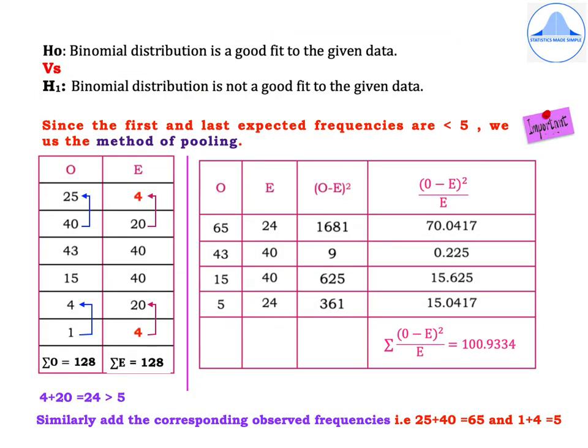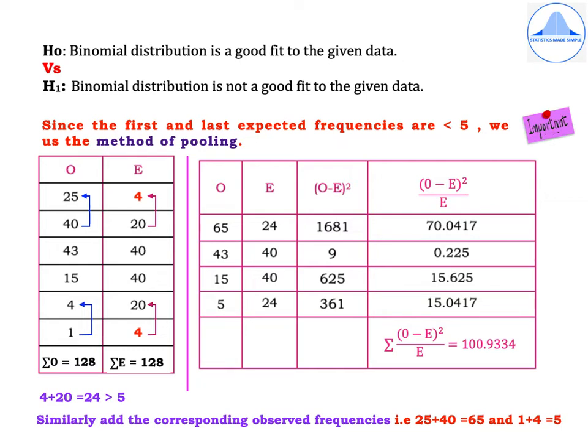Let us now test whether the binomial distribution is a good fit to the given data. So first write H0. Binomial distribution is a good fit to the given data versus H1. Binomial distribution is not a good fit to the given data. Now let me first form a table which is on the extreme left of the slide. So in the first column, I have the observed frequencies or the frequencies which were given to us in the problem, that is 25, 40, 43, 15, 4 and 1. So summation O is equal to 128. In the second column, write down the expected frequencies or the theoretical frequencies which we found out, that is 4, 20, 40, 40, 20, 4, and you get summation E equal to 128.